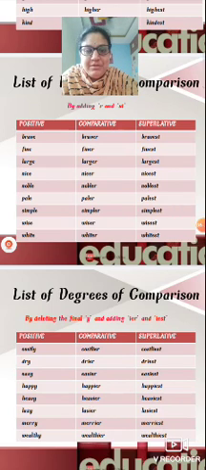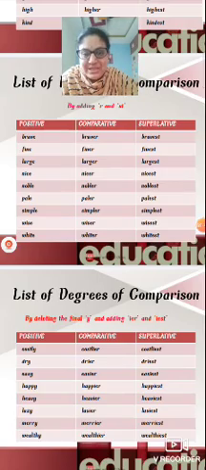That is brave, braver, bravest; fine, finer, finest; large, larger, largest; nice, nicer, nicest. Nice girl, nicer girl, and also nicest girl, right? Noble, nobler, noblest. Pale, paler, palest. Simple, simpler, simplest. And wise, wiser, wisest. White, whiter, whitest, right?